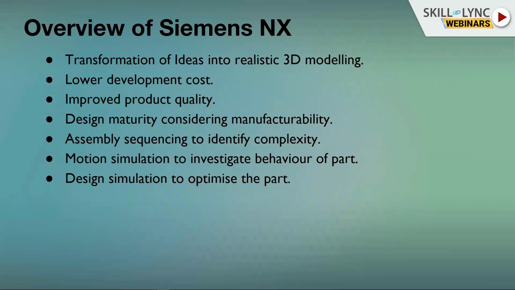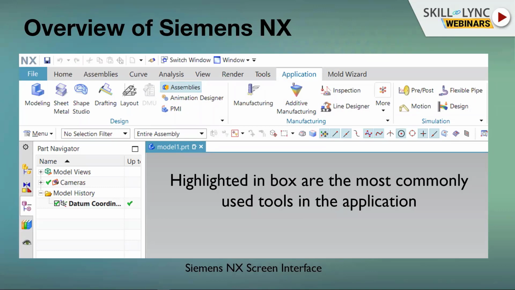So these are some of the advantages of using Siemens. And I'll just brief you about the screen interface. This is the screen how it looks when you launch Siemens NX. And then here you see some of the applications like modeling, sheet metal, shape studio, and drafting. So these are the designing applications.